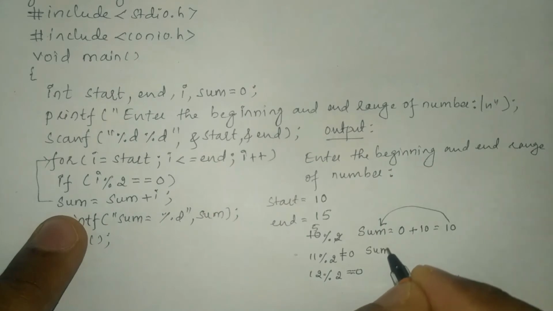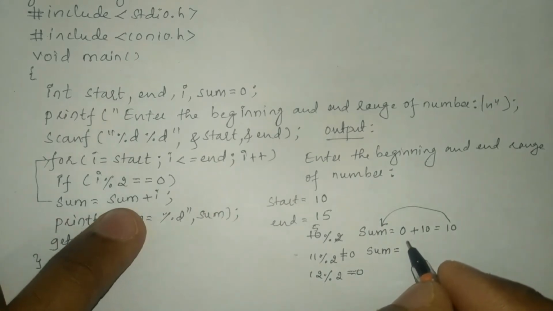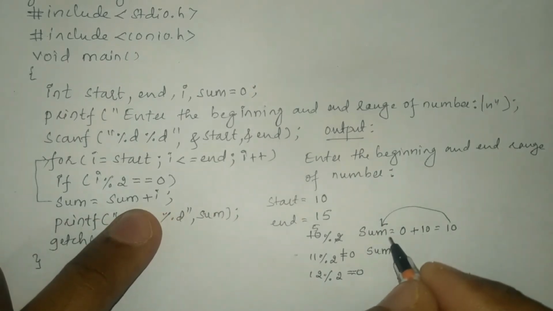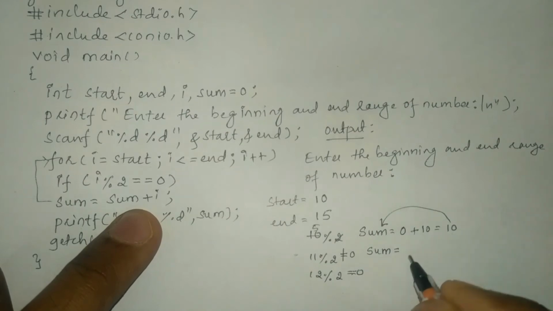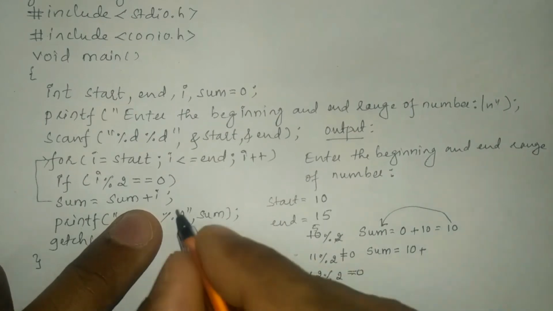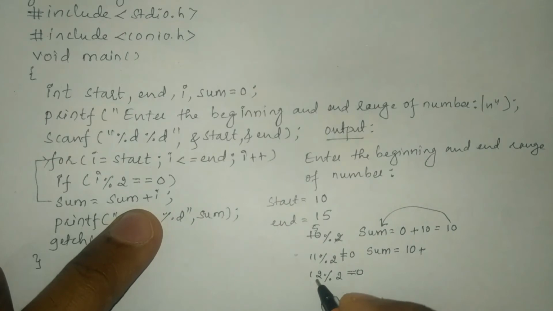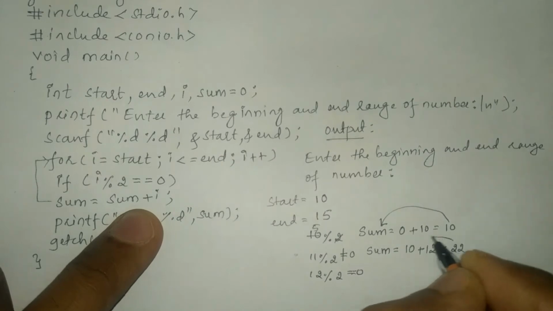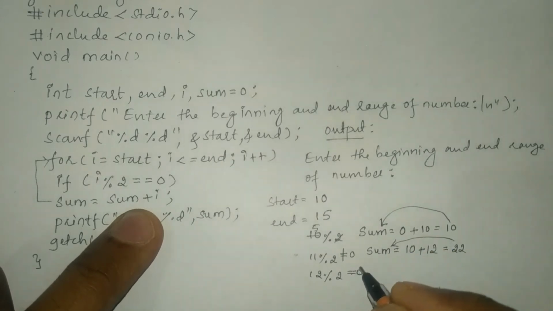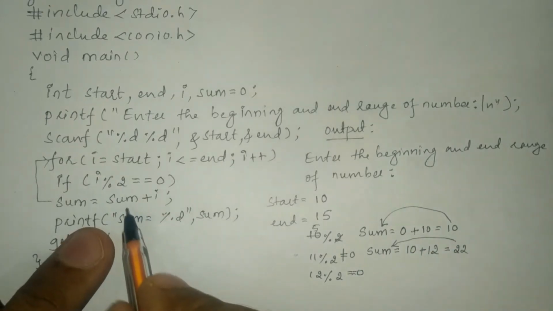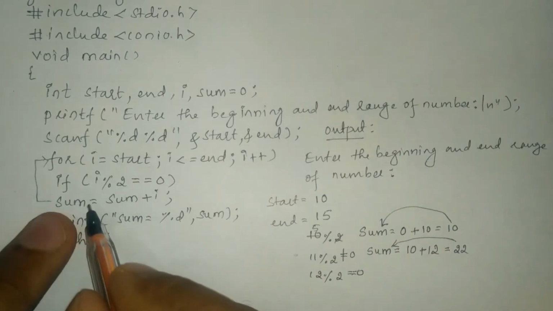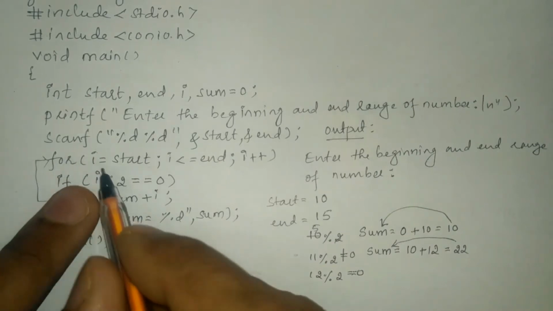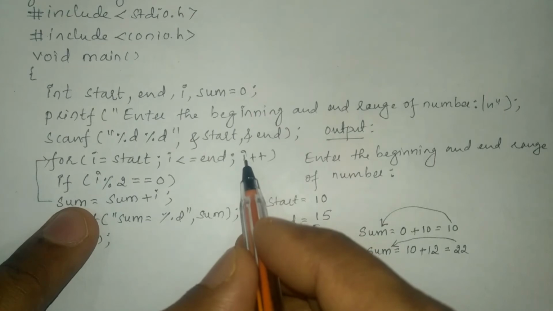What will happen now? Sum is equal to sum plus I. Now sum value is not 0. Now sum value is 10. So 10 plus, what is the value of I now? I is 12. So here 12 will be added. So 10 plus 12 is 22. So this 22 will be stored in the variable sum. Again iteration takes place. Again control transfers back to for loop by incrementing the value of I by 1.